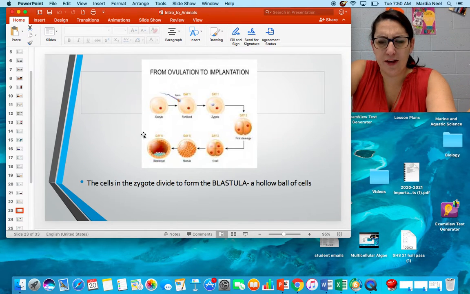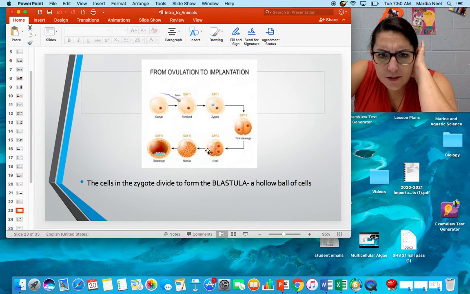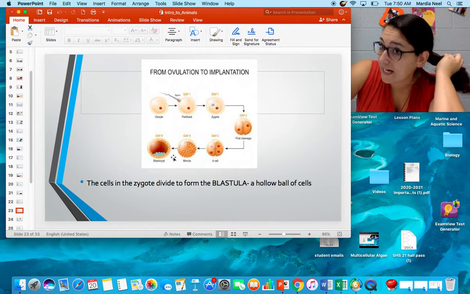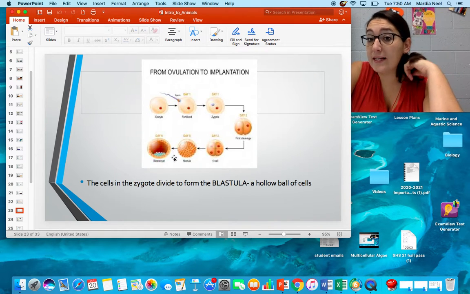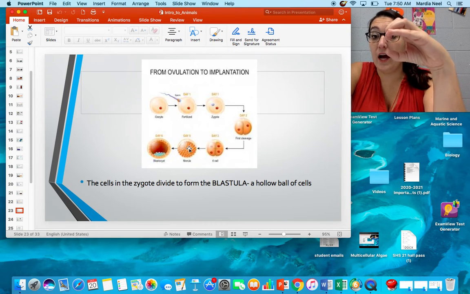And this one even goes through days. So day two, day three, day four. So it takes 4 days to become a blastocyst. So 4 days after implantation, you're already a hollow ball of cells.